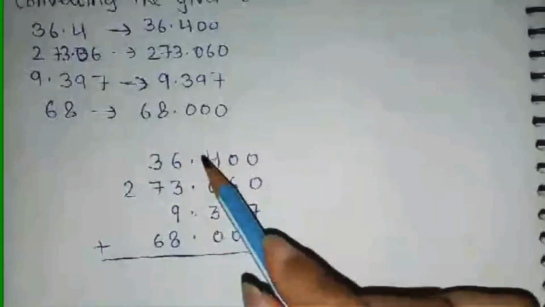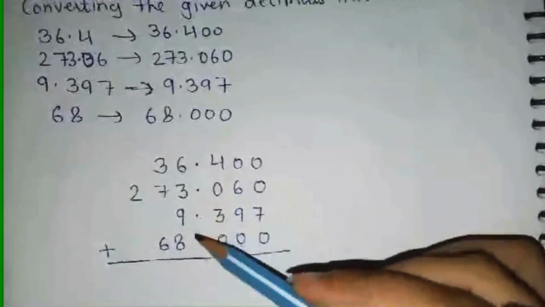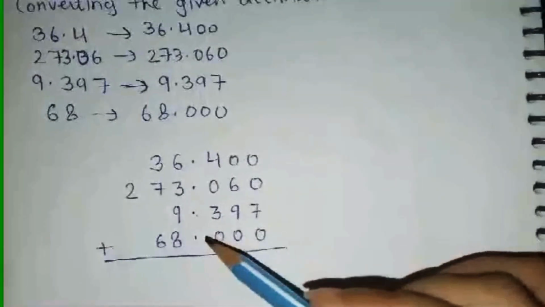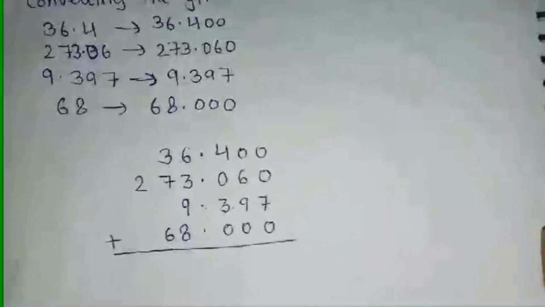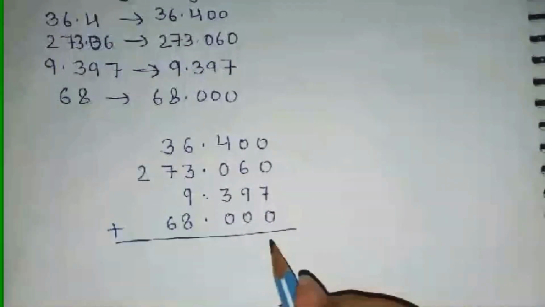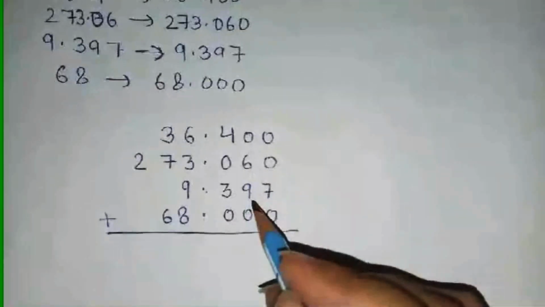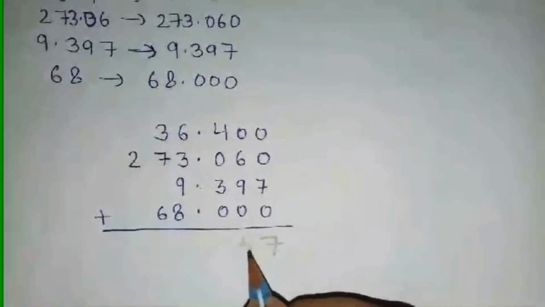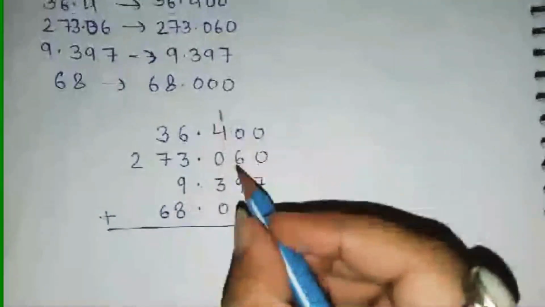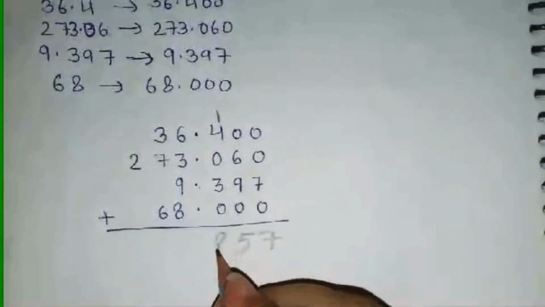decimals are in the same column. Here see, all the decimal points are in the same column. Now add these decimals as we add whole numbers. Here 7, 6 plus 9, 15. So we write 5 and 1 carry. Next 4 plus 3, 7 plus 1, 8.